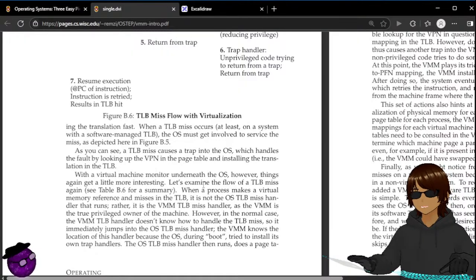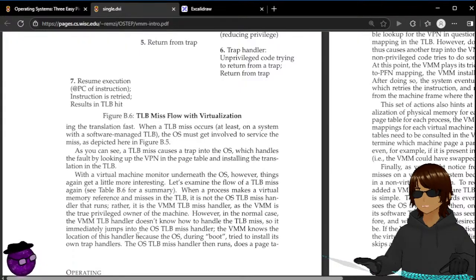With a virtual machine monitor underneath the OS, however, things again get a little more interesting. Let's examine the flow of a TLB miss again. When a process makes a virtual memory reference and misses in the TLB, it is not the OS TLB miss handler that runs; rather, it is the VMM TLB miss handler, as the VMM is the true privileged owner of the machine. However, in the normal case, the VMM TLB handler doesn't know how to handle the TLB miss, so it immediately jumps into the OS TLB miss handler.